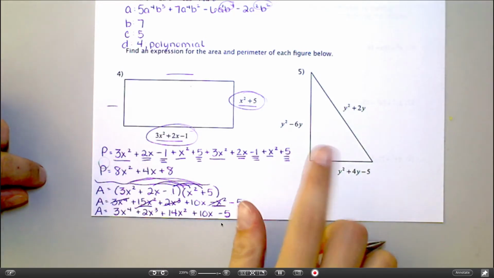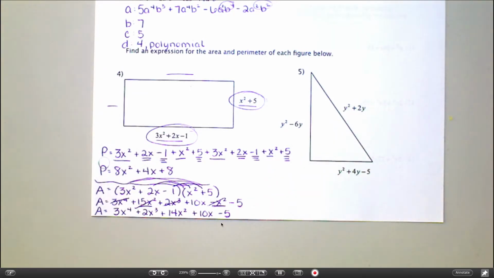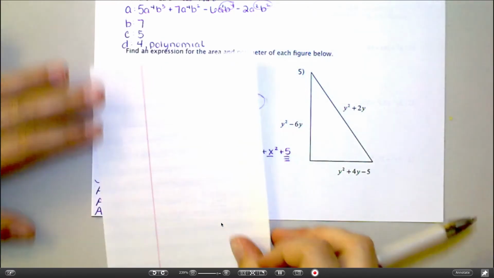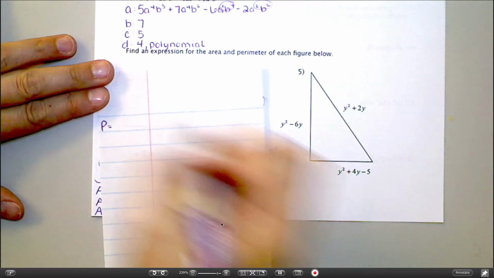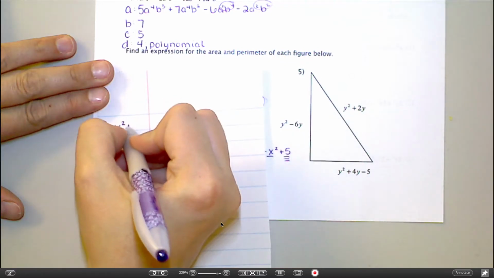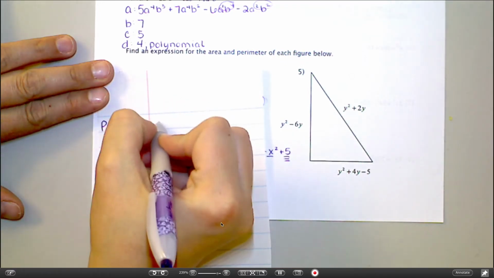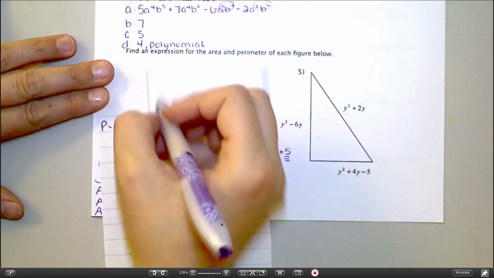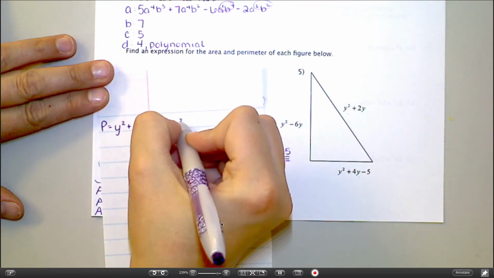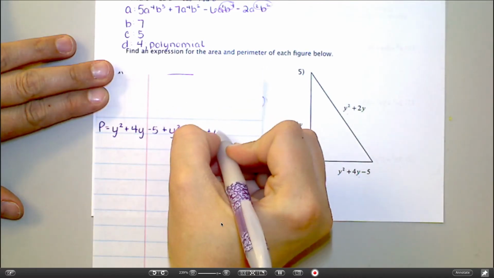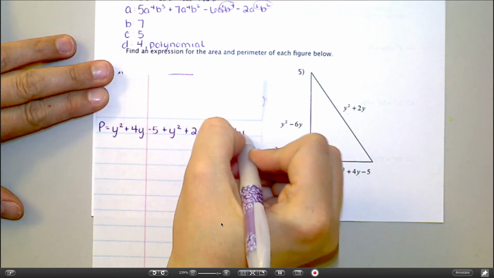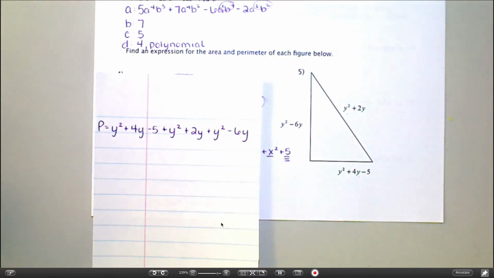Okay. Now let's look at the triangle, because the triangle works a little differently. Perimeter is not really going to work any differently. How do you find perimeter of anything? Add them all up. Yep. So to do perimeter here, I'm going to do y squared plus 4y minus 5. That's this one. Plus y squared plus 2y. Plus y squared minus 6y. Okay, so perimeter of anything is just adding up the sides.